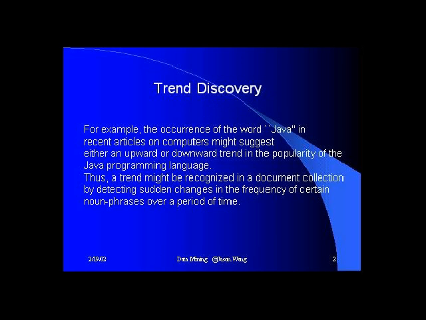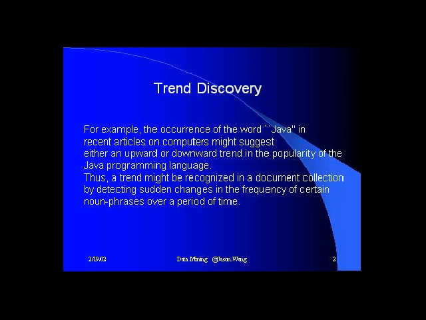In this part, we will focus on two types of text mining, namely trend discovery and event discovery. What is trend discovery? For example, the occurrence of the word Java in recent articles on computers might suggest either an upward or downward trend in the popularity of the Java programming language.